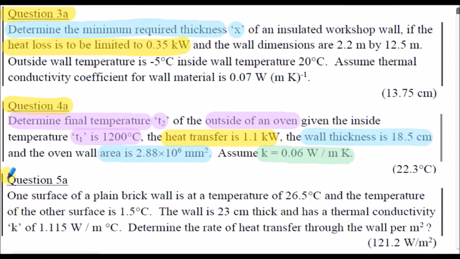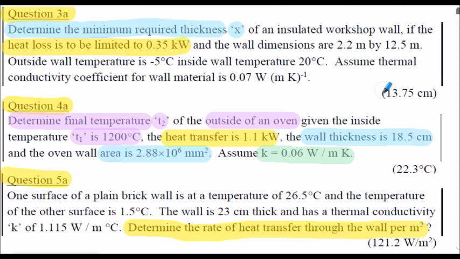And finally, question 5a. This is very much like the exercise 1a because we have to determine the rate of heat transfer through the wall, but per metre squared. So that's lowercase q in this presentation. So again, I would encourage you to stop the presentation and attempt these questions.